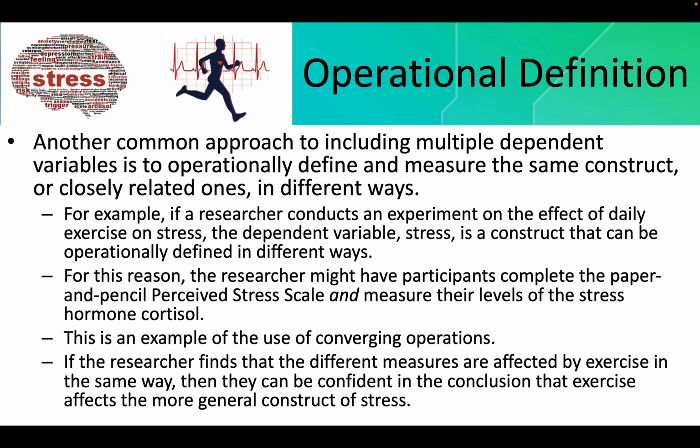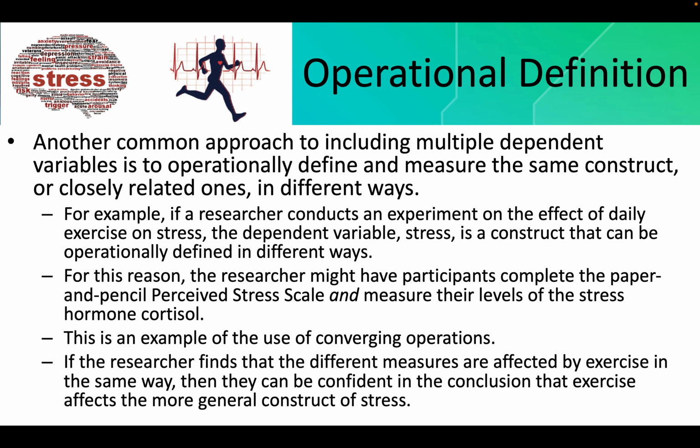Another common approach to including multiple dependent variables is to operationally define and measure the same construct, or closely related ones, in different ways. For example, if a researcher conducts an experiment on the effect of daily exercise on stress, the dependent variable stress is a construct that can be operationally defined in different ways. For this reason, the researcher might have participants complete the paper and pencil Perceived Stress Scale and measure their levels of the stress hormone cortisol. This is an example of the use of converging operations.